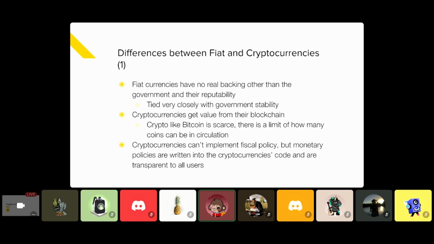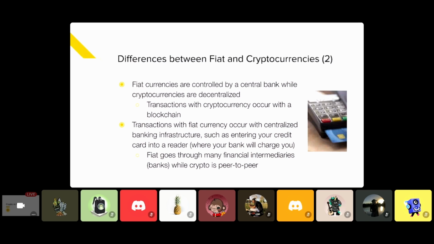Cryptocurrencies get their value from blockchain. Crypto like Bitcoin is scarce. There's a limit on how many coins can be in circulation. Cryptocurrencies can't implement fiscal policy, but monetary policies are written into the cryptocurrency's code and are transparent to all users. Some more differences are that fiat currencies are controlled by a central bank while cryptocurrencies are decentralized.